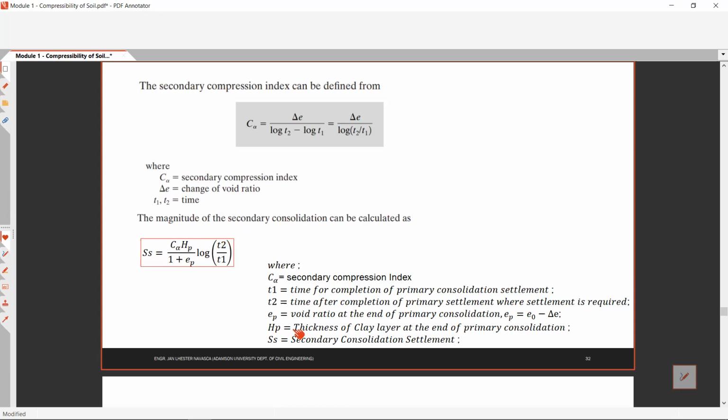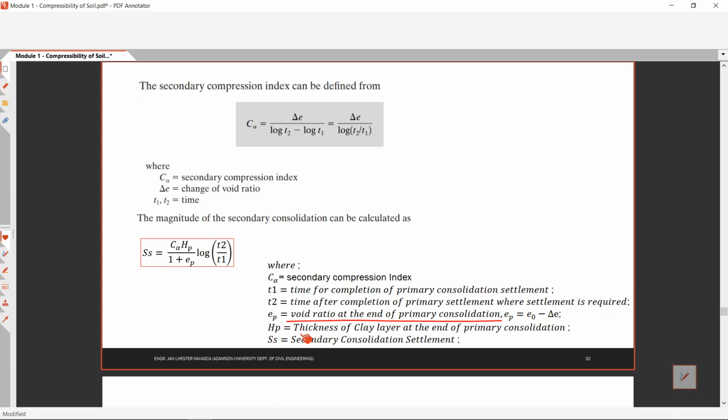Okay, so for the void ratio, e sub P, that is the void ratio at the end of the primary consolidation. Take note. Since primary consolidation is complete, the initial void ratio will of course change at the time the secondary consolidation starts. So the void ratio we will use is equal to e sub P, where e sub P is the initial void ratio of the clay layer minus delta e, the change in the void ratio.